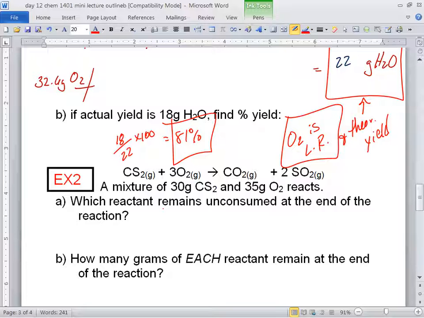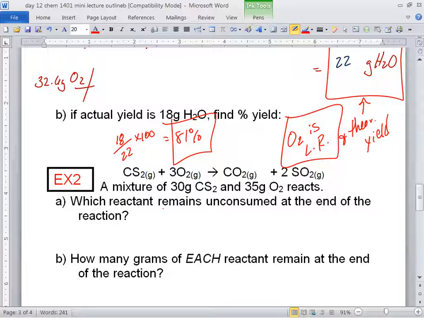So it's going to be a two-part question no matter how you handle this. There's no way to get around it. There's going to be two calculations. The other thing you could do is convert the 30 grams of CS2 into grams of oxygen and see how much you need. And if there's more than 35, whoops, we don't have enough oxygen. Oxygen's got to be a limiting reagent, right?